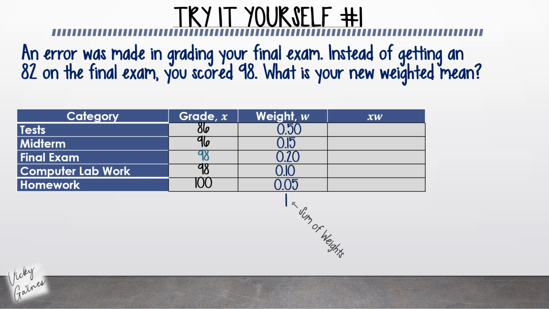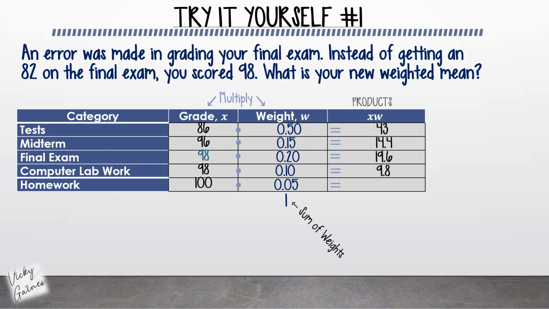So there's all of our weights, and the sum of the weights is 1. We need to get our products, so multiply. They're all going to be the same except for this one right here. Final exam is now 98. So the weighted mean is going to be calculated with that instead. So 20% of your grade is now a 98, and we get 19.6 for that product.